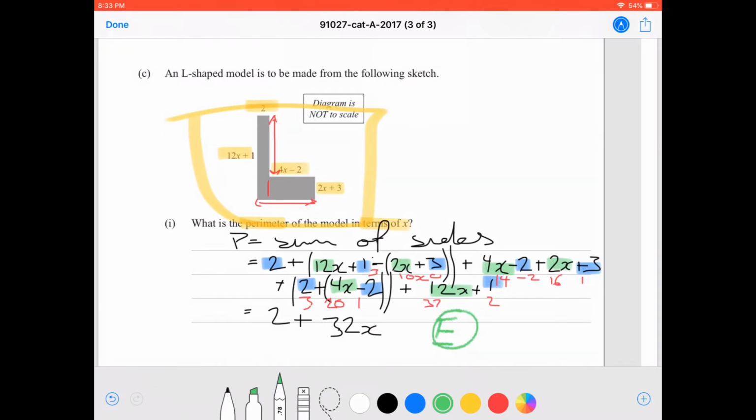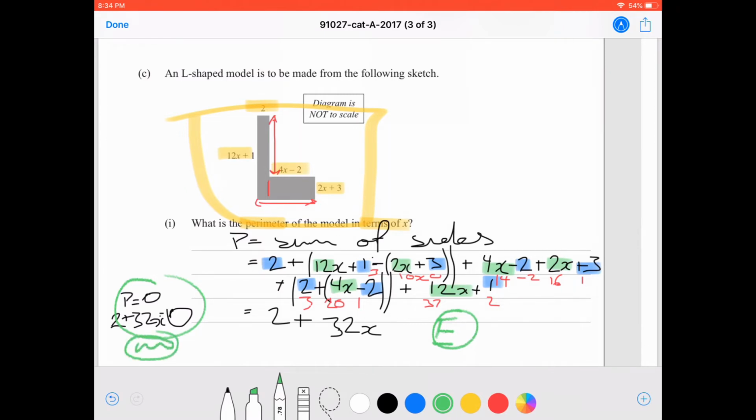Okay, your merit correctly found the perimeter, but has gone on to solve for p equals 0. So you might have said p equals 0, therefore 2 plus 32x equals 0, 32x equals 0, and you might have solved for x there. It's a mistake that is understandable. That would get you a merit.